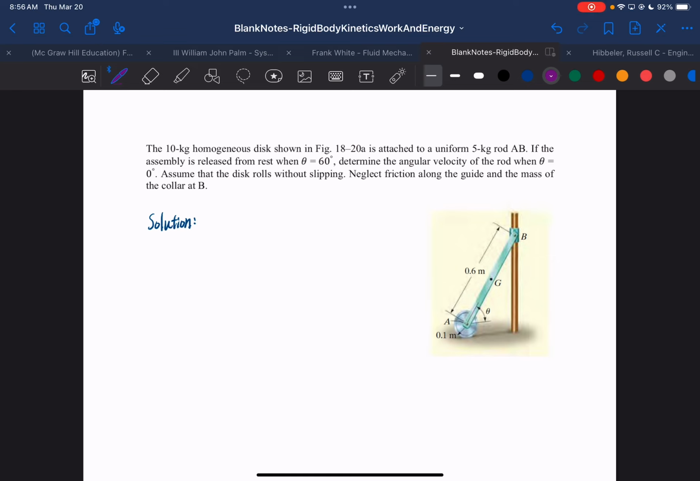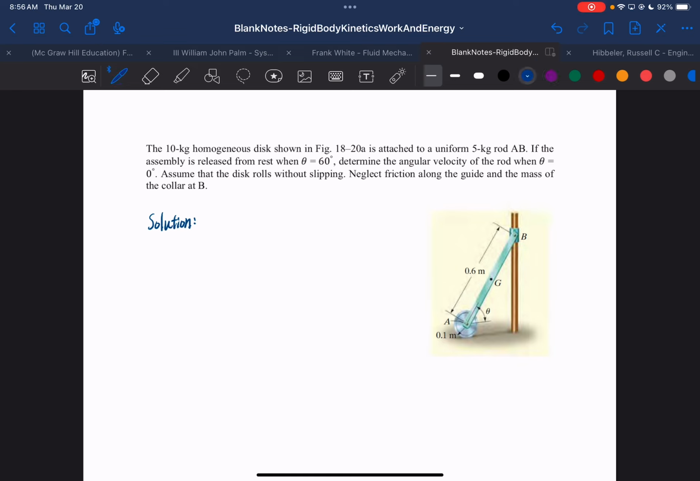Okay, so the problem reads, the 10 kilogram homogeneous disc shown in the figure below is attached to a uniform 5 kilogram rod AB. If the assembly is released from rest when theta is equal to 60 degrees, determine the angular velocity of the rod when theta is equal to 0. Assume that the disc rolls without slipping.